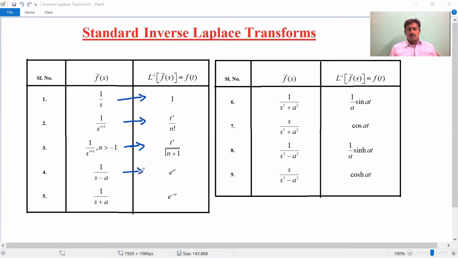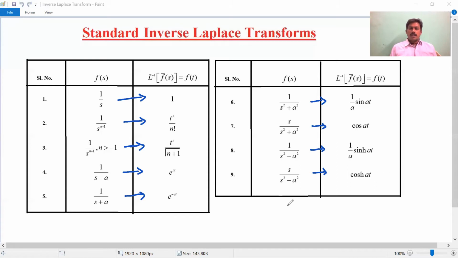Similarly, L inverse of 1 by s minus a equal to e power at. L inverse of 1 by s plus a equal to e power minus at. Here, L inverse of 1 by s square plus a square equal to 1 by a into sin at. L inverse of s by s square plus a square equal to cos at. L inverse of 1 by s square minus a square equal to 1 by a into sinh at. L inverse of s divided by s square minus a square equal to cosh at.